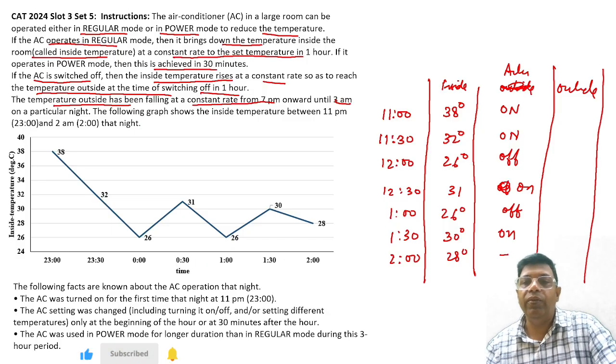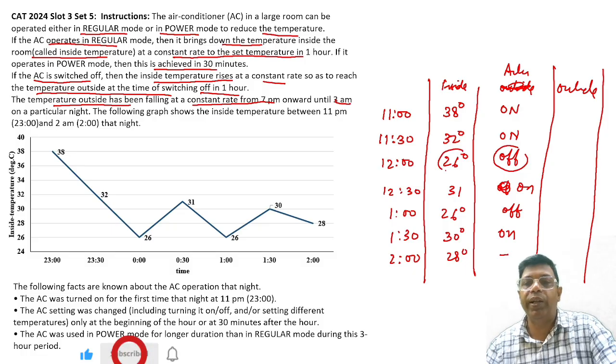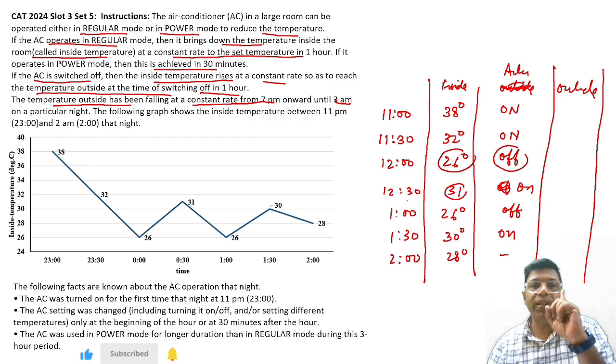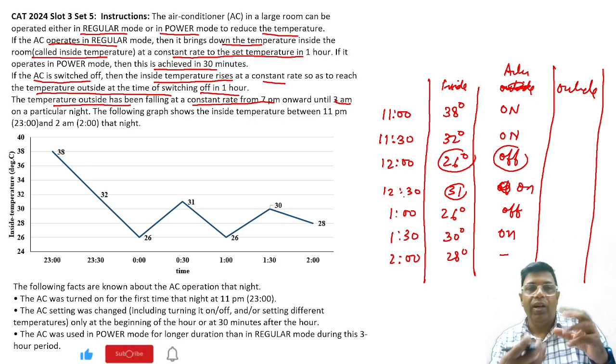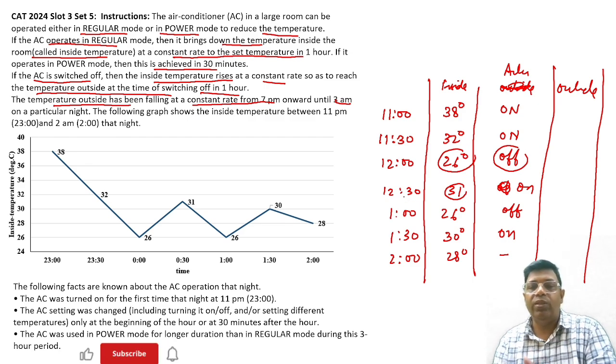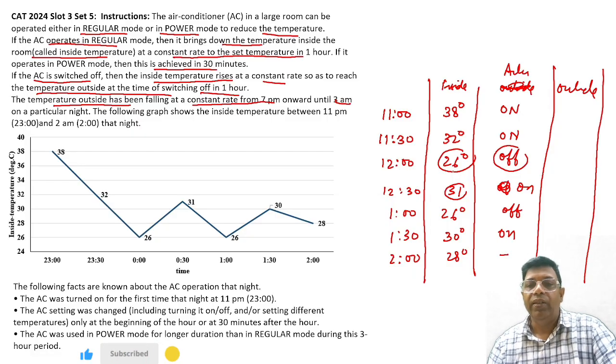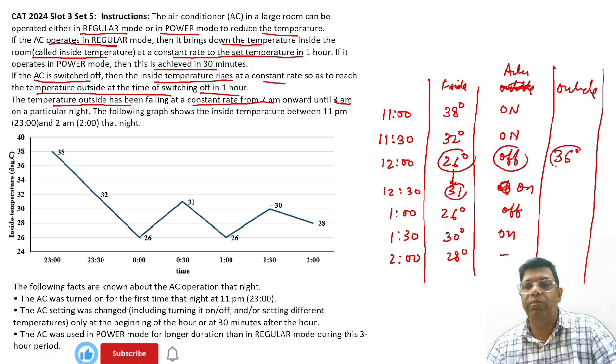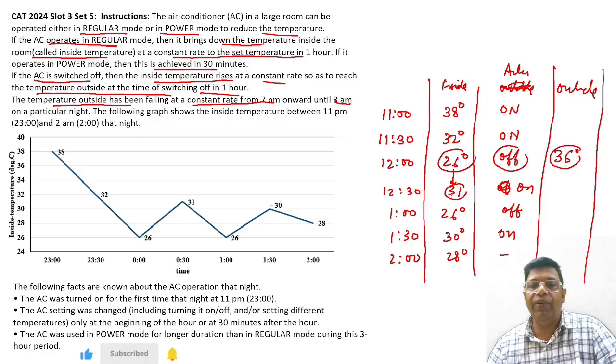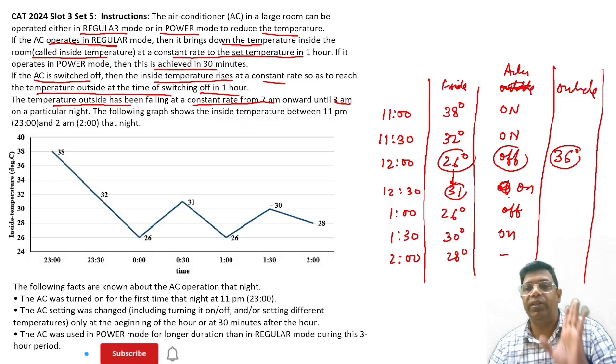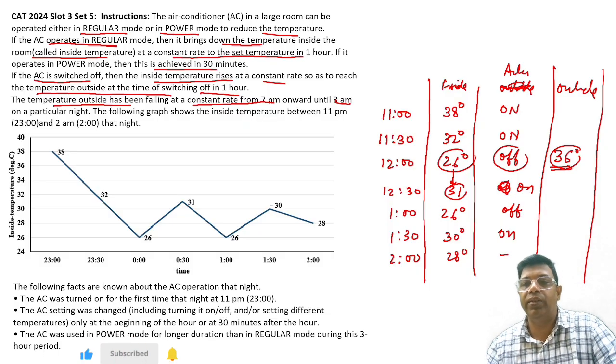So now imagine when the AC is first switched off at 12, the temperature was 26 degree, and within half an hour it reached 31, and the temperature rises at a constant rate. So in 30 minutes the temperature rises 5 degree. So in 1 hour the temperature should rise 10 degree. It means at 12 when the AC was switched off, the outside temperature must have been 10 degrees more than what was inside. And that is why within half an hour it reached 31. Had it continued for another half an hour, it would have reached 36. So you can clearly say at 12 the outside temperature was 36 degrees.